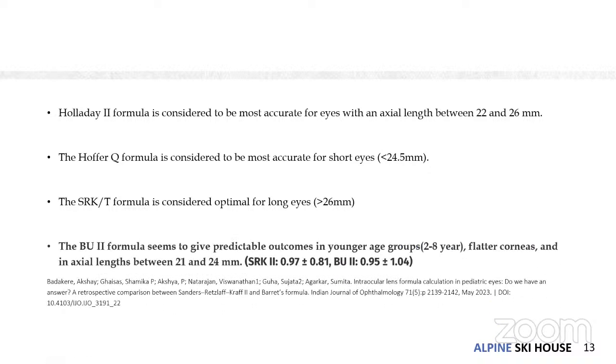Now, recently in May 2022, the Barrett Universal 2 formula versus the SRK/T found that the Barrett 2 formula seems to give good results in the younger age group with flat cornea and axial length between 21 to 24 mm.